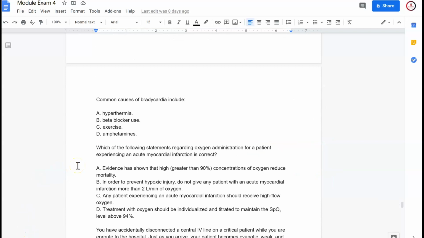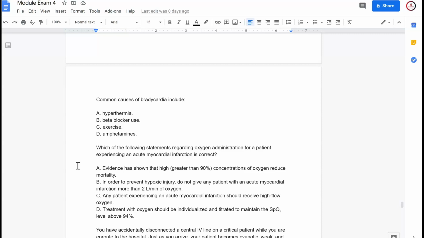Common causes of bradycardia, right? Hyperthermia will increase heart rate. Beta blocker use, yeah. Exercise, maybe, maybe not. Amphetamines, definitely not. If you're actively exercising, you're going to be tachycardic. I don't think you should be reading too deeply into this question that, oh, you've exercised, your resting heart rate's going to be bradycardic. Your best answer here is beta blocker use.